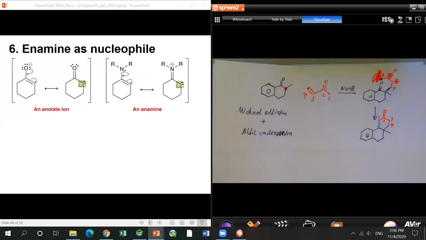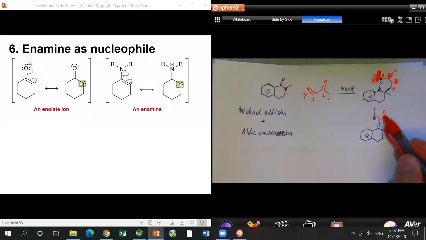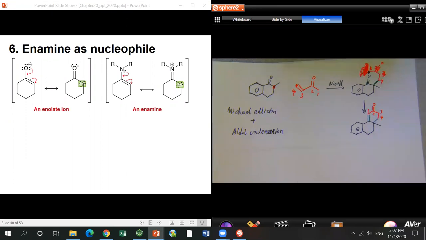okay. And so eventually, if you draw the 6-membered ring, okay, that means you draw the right compound. If you draw a 3-, 4-, or 5-membered ring, that means something is wrong, okay. And also the final product is a cyclic alpha-beta unsaturated ketone, okay. So that's also the right product, okay.